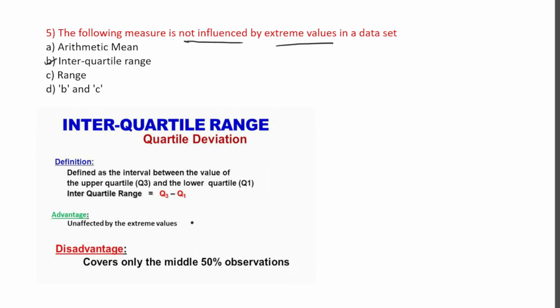Okay, so this was the question. Now another disadvantage of the quartile deviation, or the interquartile range, is that it covers only the middle 50% of the observations. This is also one of the MCQs asked previously. So this is one MCQ, this is one MCQ, Q3 minus Q1 is an MCQ. So please remember this short discussion on the interquartile range, and the answer for our question is interquartile range.